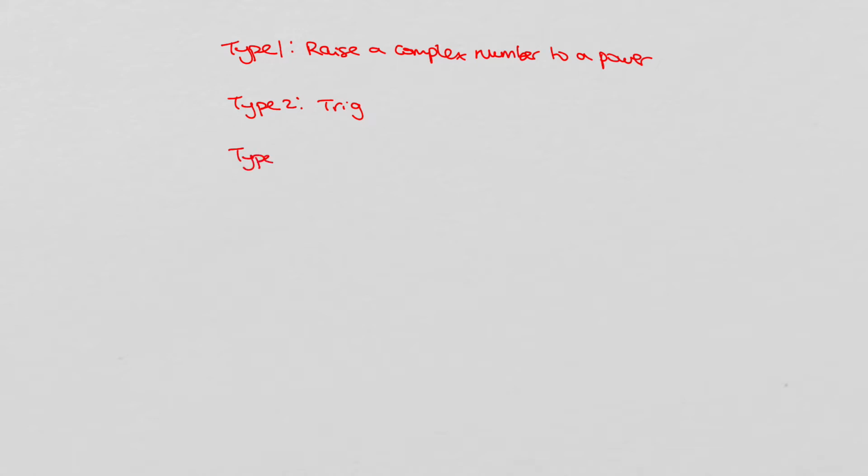So the first thing that we're going to look at is we're going to raise it to a power. So in other words, raise a complex number to a power. The second thing is going to be trig. So we're going to be showing left-hand side equals right-hand side using de Moivre. And the third one then is finding the roots of a complex number. So we're going to focus on type 1 today, raising a complex number to a power.